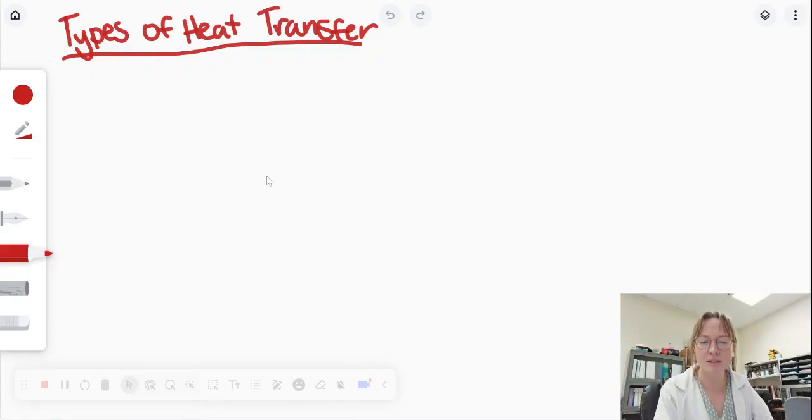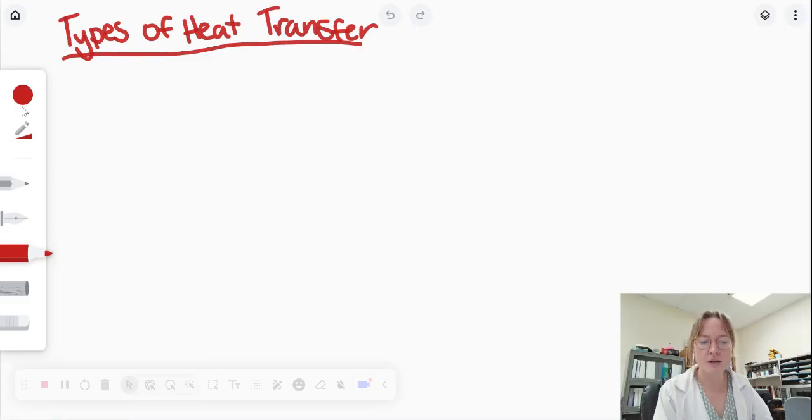Now, you might be saying, Ms. Wilson, we already actually talked about heat transfer before. Well, yes, that's absolutely true. We did talk about heat transfer before. But before we talked about heat transfer mathematically, now we're going to talk about heat transfer conceptually.